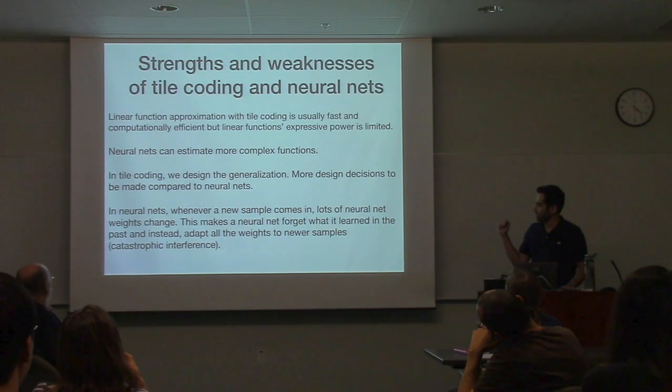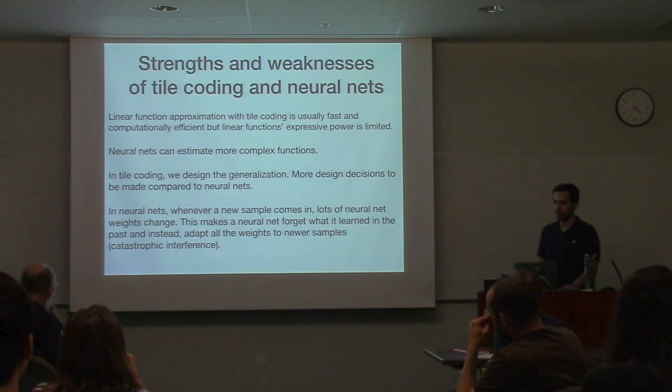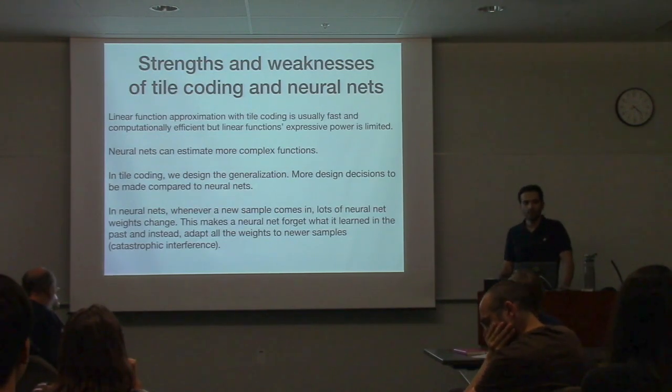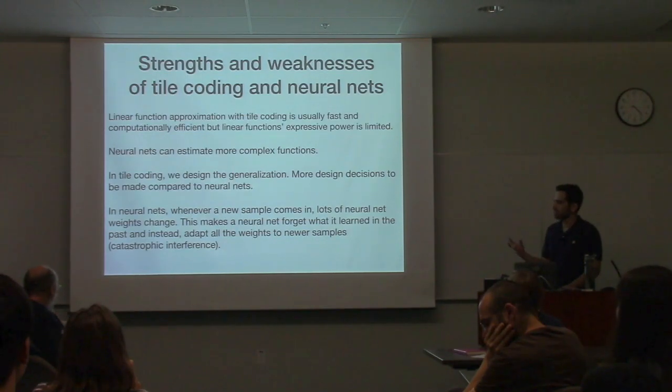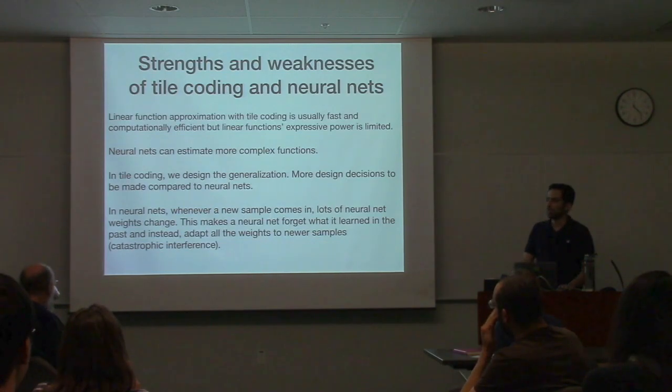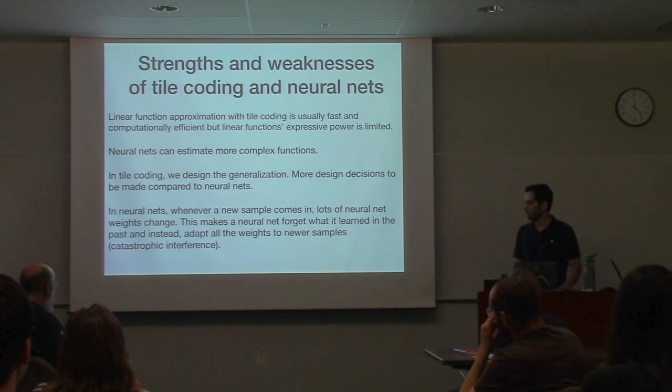And the last thing is quite important for me. It's a problem of neural networks. When a new sample comes in, as you saw, everything in a neural network is connected to everything. When a new sample comes in, lots of the weights of the neural network change. And this makes a neural network try to adapt all of the weights to what it has seen very recently and forget what it has learned in the past. That problem is referred to as catastrophic interference or catastrophic forgetting.